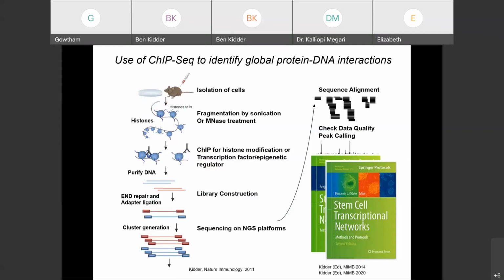And then the key is really identifying a high quality antibody that can be used to pull down your protein of interest, which could be a TF, or could be a histone modification. Then you purify this DNA and take it to library preparation and then perform the downstream bioinformatics analyses. There are a couple of methods books I highlighted here, which take you through the experimental side of the wet lab and all the way through bioinformatics. They're aimed at people that may not have expertise in both sides, so if you're interested, take a look at that.